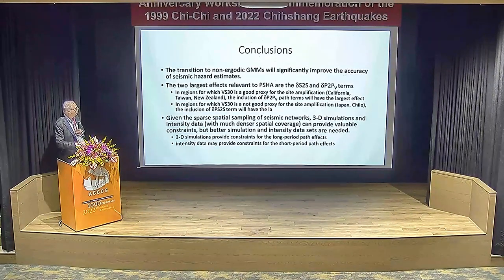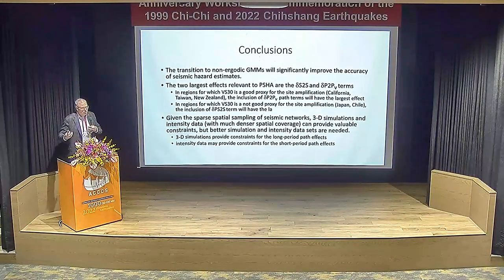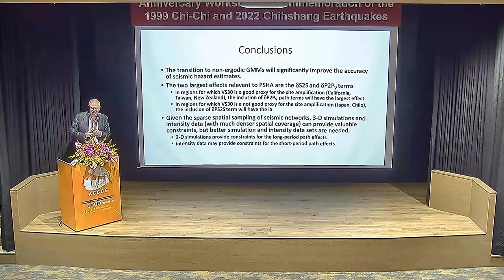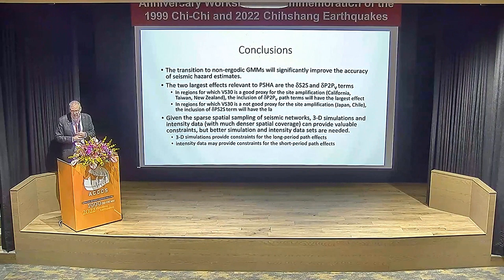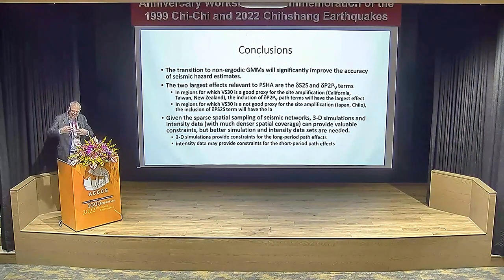And so, in conclusion, this transition to non-ergodic ground motion models is going to significantly improve the accuracy of seismic hazard. We're not reducing your hazard. It will turn out about 70% of the sites will see a reduction and about 30% of the sites will see an increase because of the skewed nature of the hazard calculations. They're approximately log-normally distributed. The biggest effects are going to be the site term and the path term due to the velocity structure.